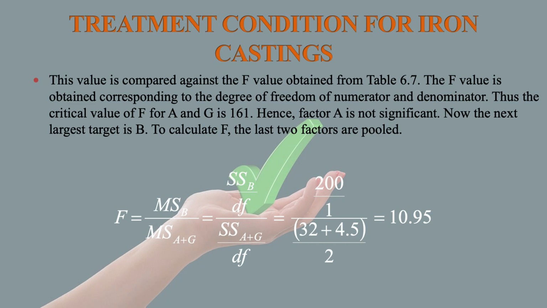Now, the next largest target is B. To calculate F, the last 2 factors are pooled. Then F is equal to MSB by MSA plus G, that is, SSB by degrees of freedom divided by SSA plus G by degrees of freedom, which is equal to 10.95.